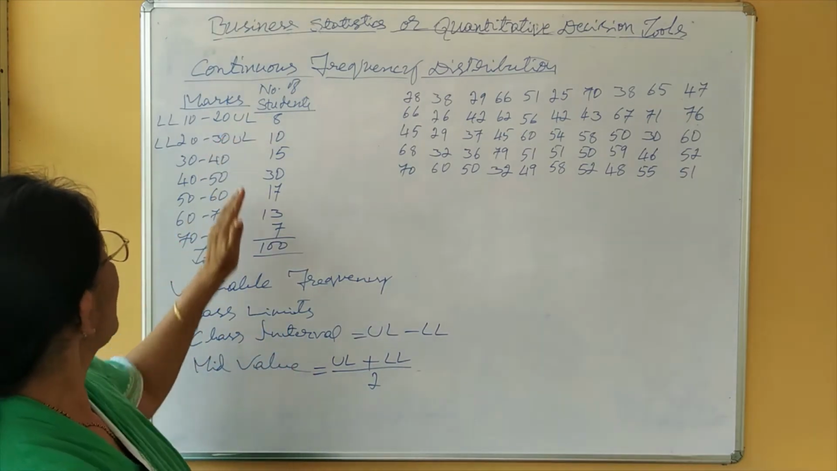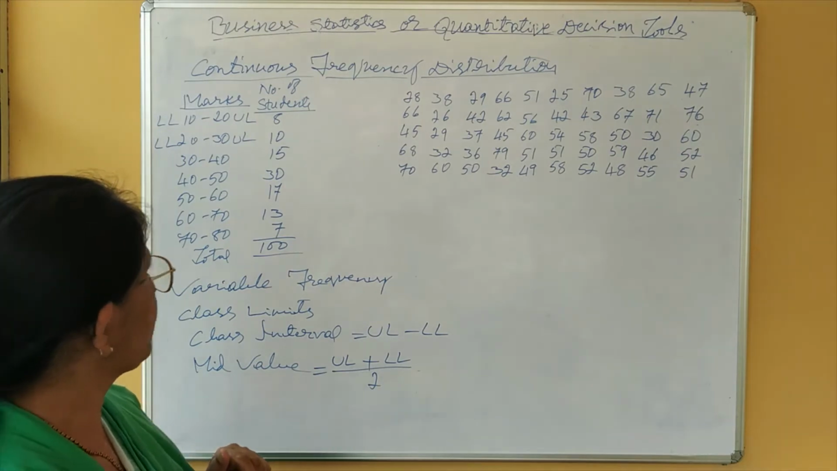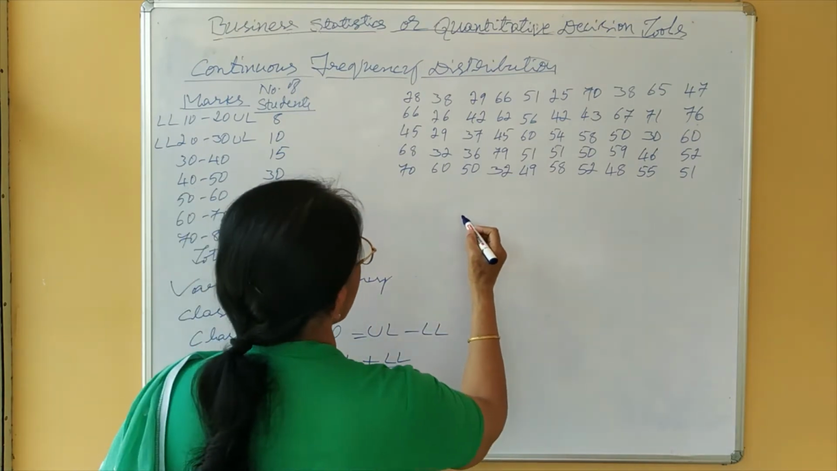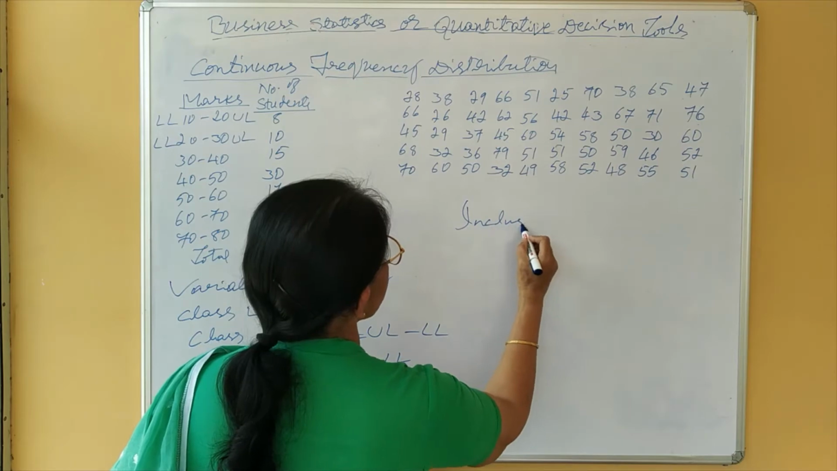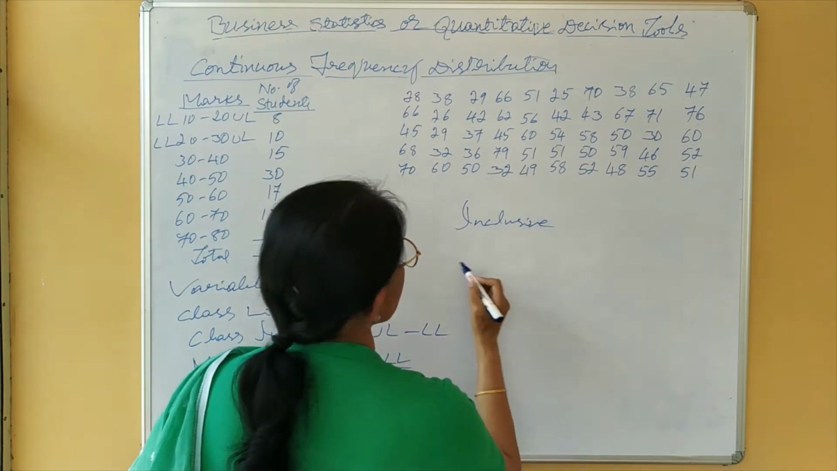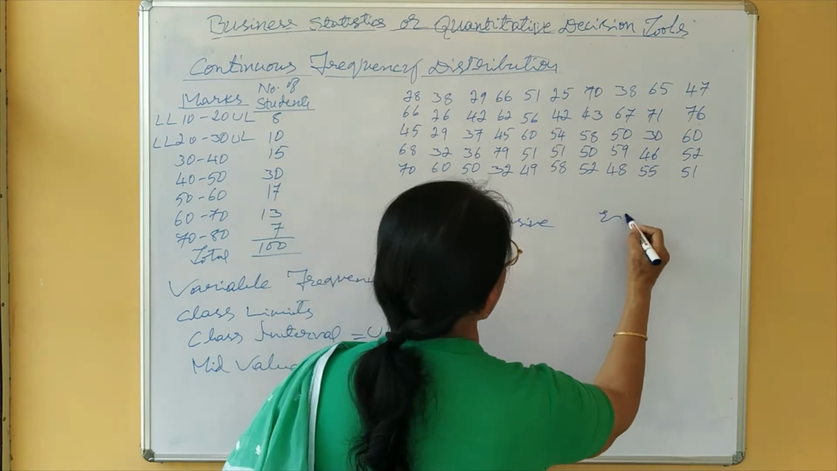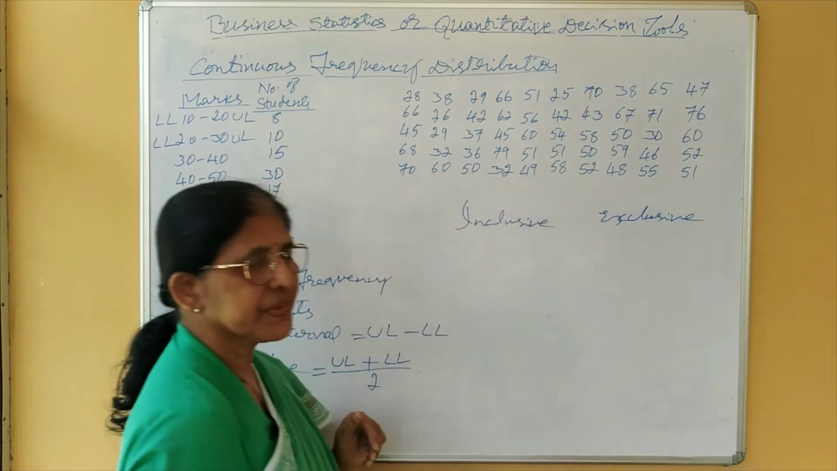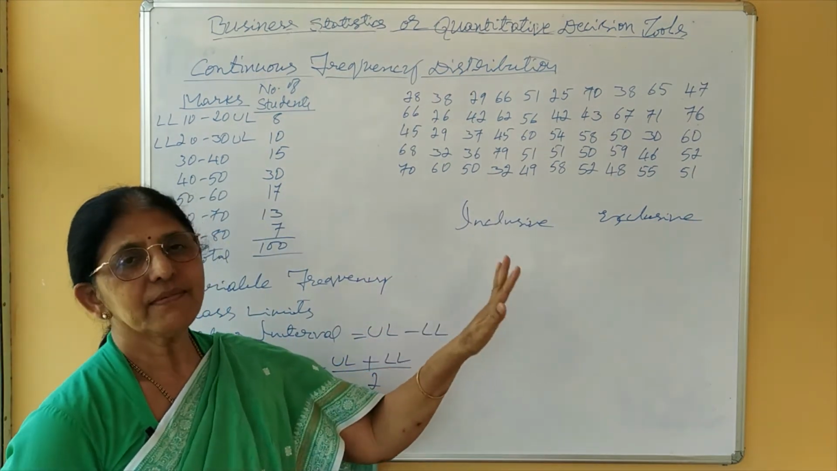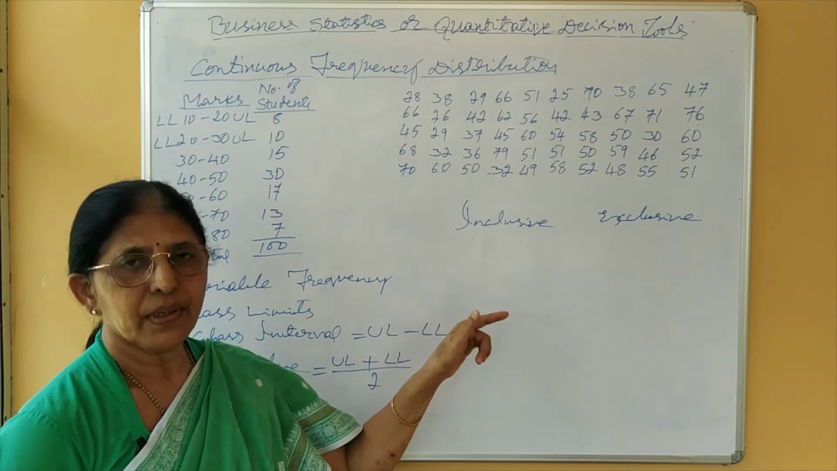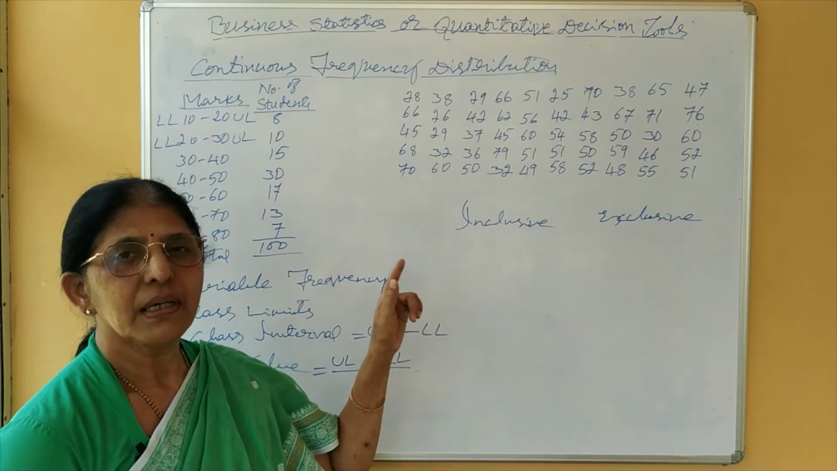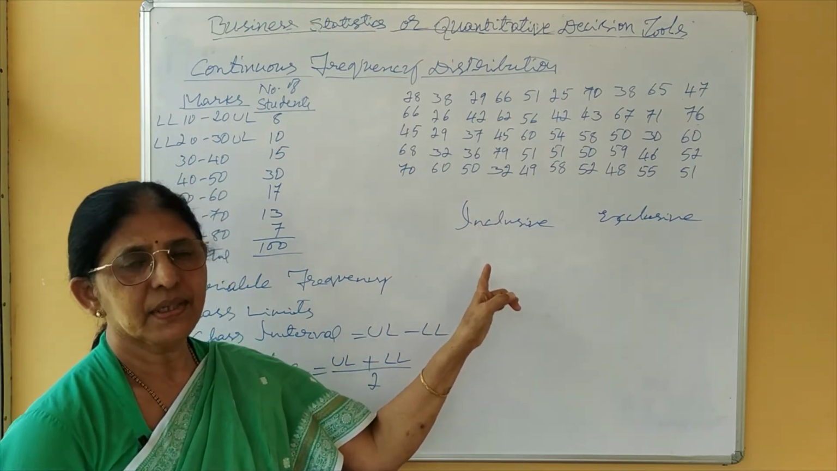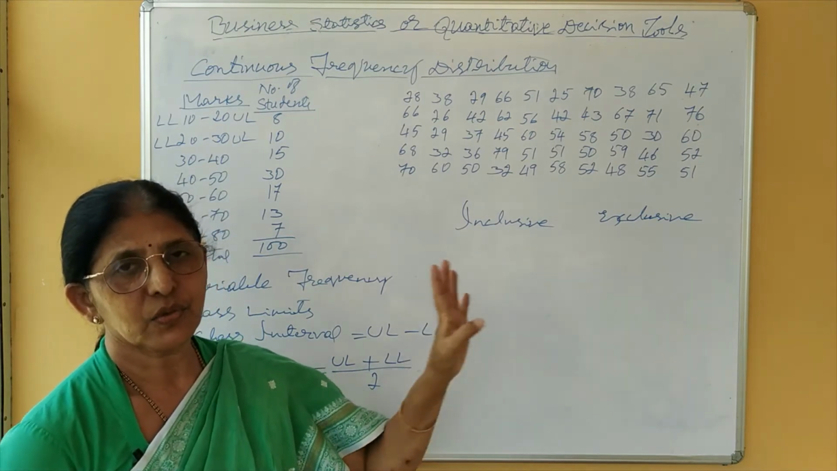Now, under continuous frequency distribution, again we come across 2 methods. One is inclusive method and another one is exclusive method. Now, whether it is inclusive or exclusive, it depends upon the method of selection of class limits. We say inclusive method or exclusive method.